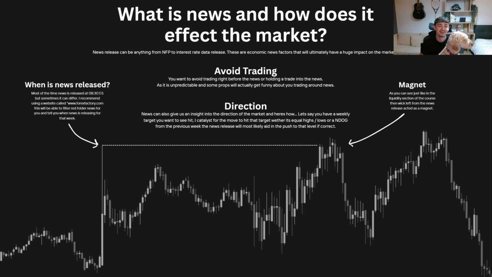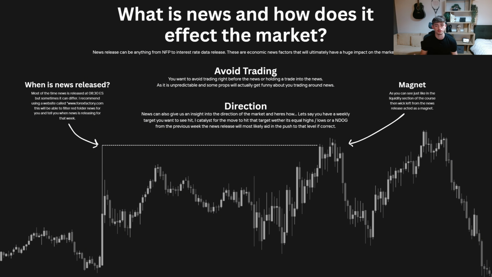Okay, let's go. News release can be anything from NFP to interest rate data release. These are economic news factors that will ultimately have a huge impact on the markets. When is news released? Most of the time, news is released at 8:30 EST, but sometimes it can differ. I recommend using a website called Forex Factory. This will be able to filter red folder news and tell you when news is releasing for that week.